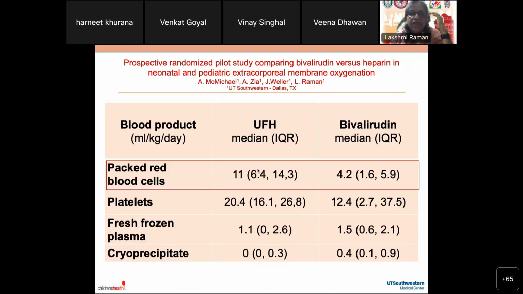And when we looked at it, it was just only 14 patients and 16 patients. And as you can see, there was already a big difference in the amount of packed red blood cells used between the two groups. And similarly in the platelets, even though this was not statistically significant. There was no difference in the use of FFP or cryoprecipitate, but certainly in PRBC and platelets. Next slide, please.